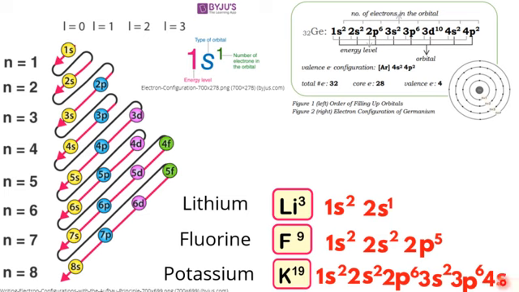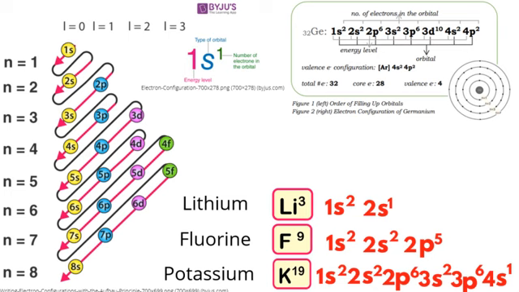The maximum of s is 2, but we will not write 2 because it will exceed 19. So instead of 2, we have to write 1. If we add these exponents, 2, 2, 6, 2, 6, 1, the total is 19, which is the element potassium. Okay? So that is the way you write the electron configuration of the element.